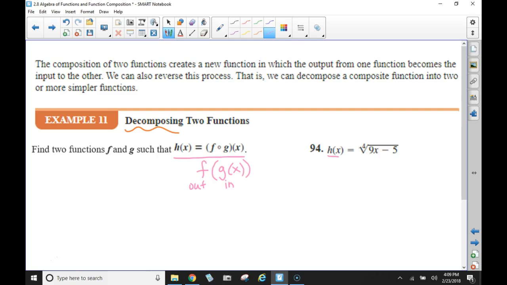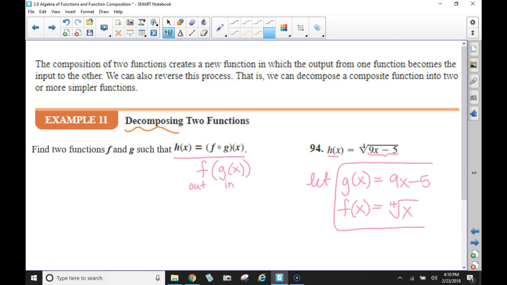And so one way to do this is to say for the inner function, that's going to be the stuff underneath the radical. I'm going to let my g of x be the very most inner stuff that's happening to x, the 9x minus 5. Now, if that is the case, then what's the other operation left to do to that? That's just going to be to take the 4th root of that. Okay? So that is how you decompose or break apart a mixture of 2 functions.